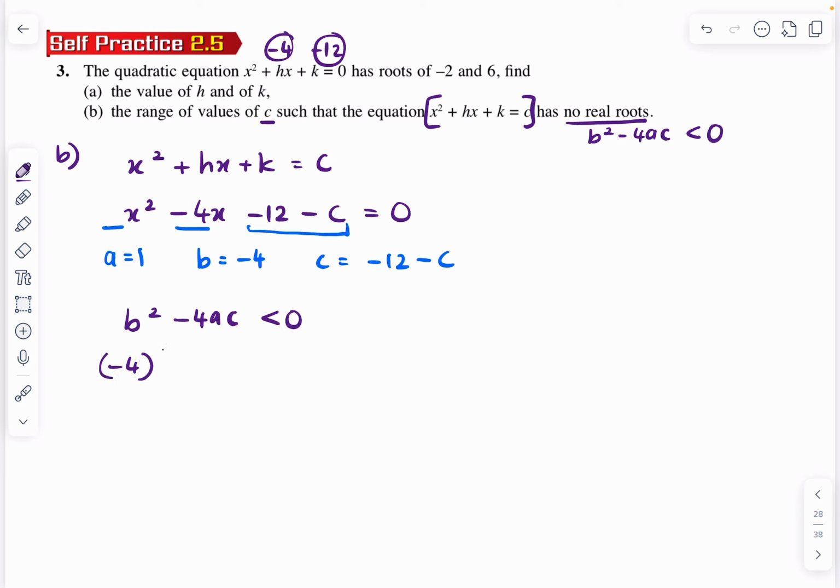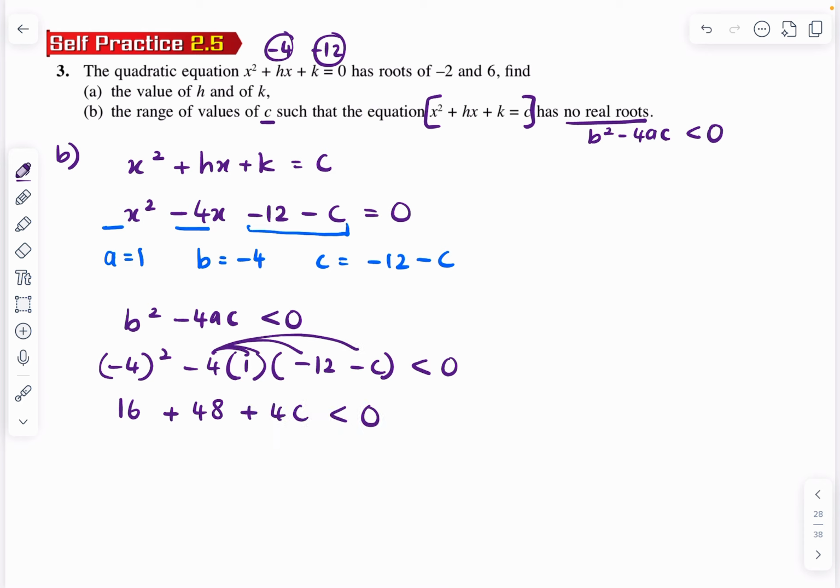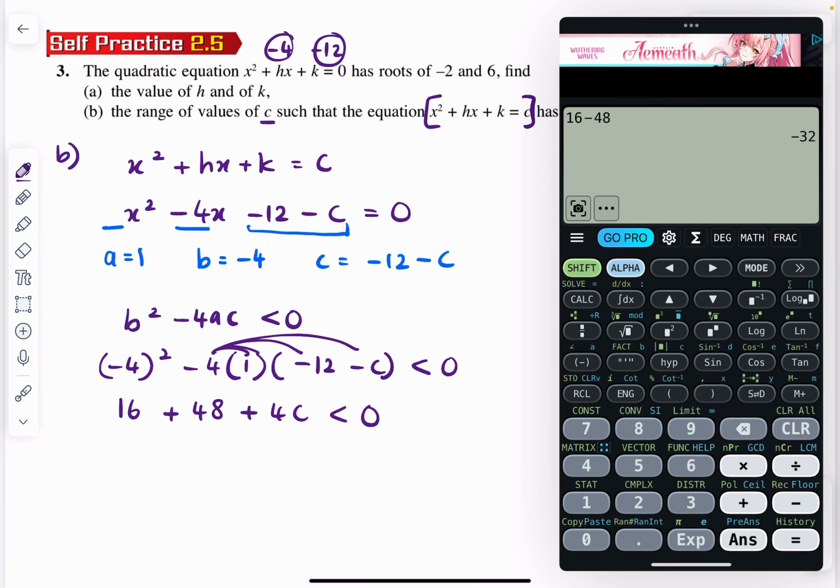So b square minus 4ac less than 0. This is 16. -4 times -12 will be plus 48. -4 times -c will be plus 4c. Okay, so 16 plus 48 is 64. 64 plus 4c less than 0. 4c is less than -64.